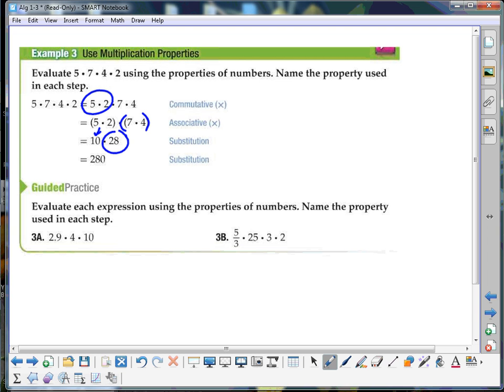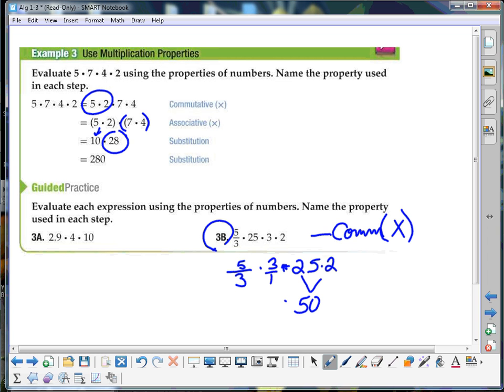So we can look at one of these problems at the bottom here. And I'm thinking, let's look at this one just to shorten this lesson a little bit for you. I'm going to regroup. I'm going to use the commutative property of multiplication, and I'm going to go 5/3 times 3, which is the same as 3 over 1, times 25 times 2. Well, 25 times 2 I know is 50. And look at here, I can cancel those guys out, and 5 over 1 is the same as 5. So my answer is 250.